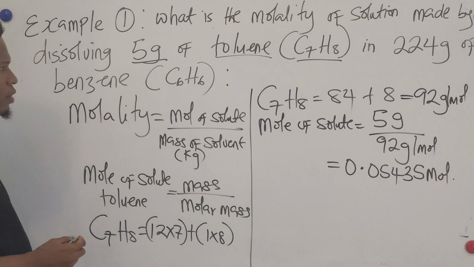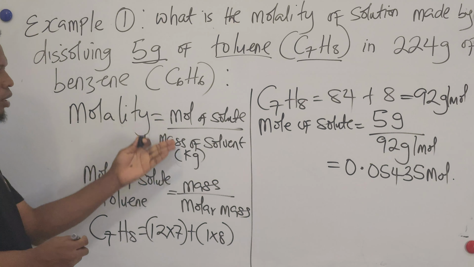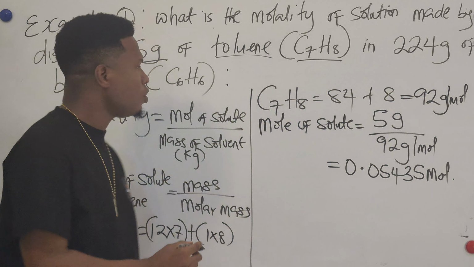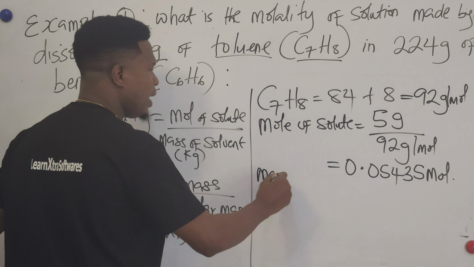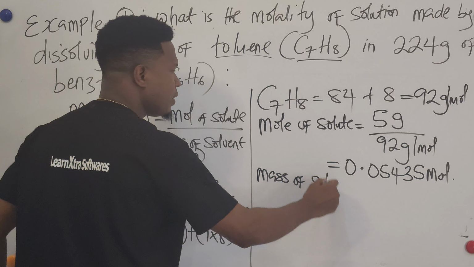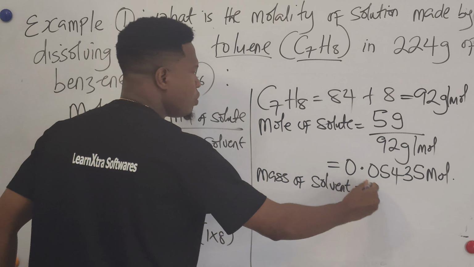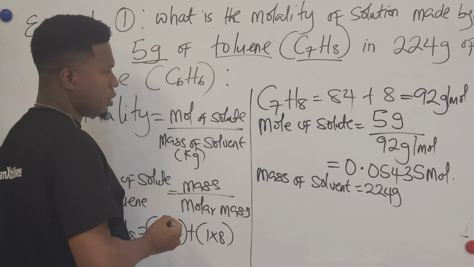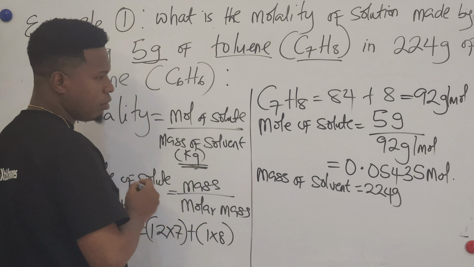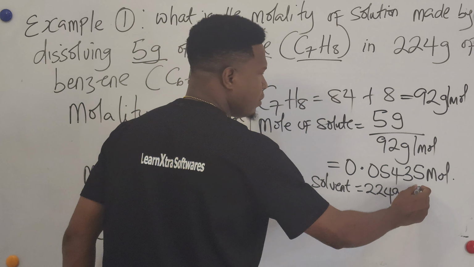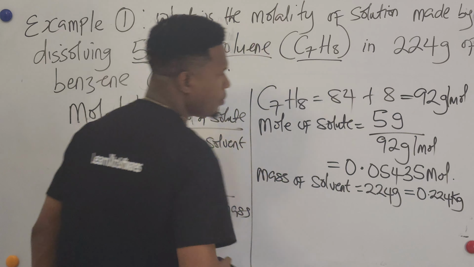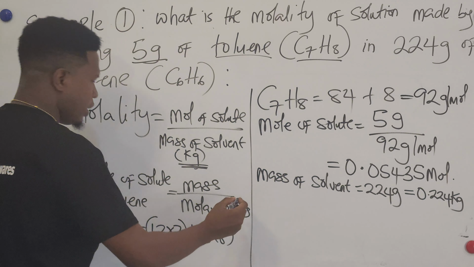So the next thing is to get the molality. Remember, you are getting the mole. The mass of the solvent was given as 224. So mass of solvent is 224 gram. Convert to kilogram. Okay? The mass must be in kilogram. So you divide by 1000, you get 0.224 kilogram.